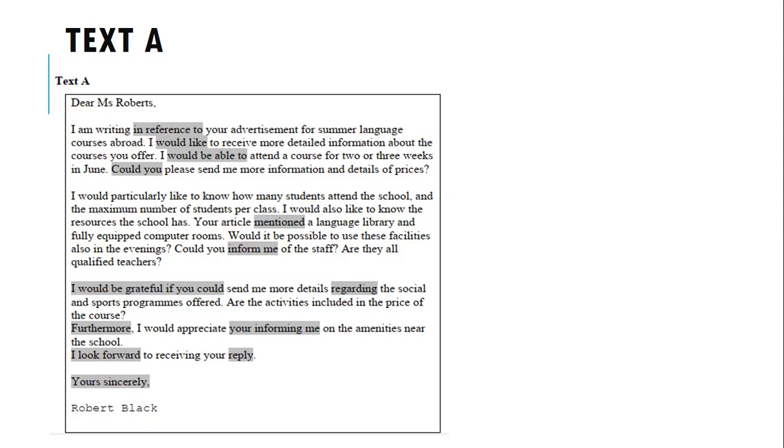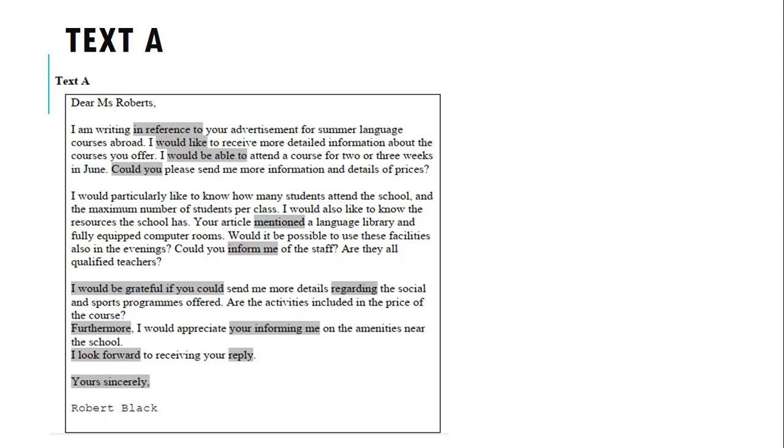I look forward to receiving. Have a look at the sentence structure. I look forward to receiving. Look forward to plus verb-ing, plus gerund. Okay, please keep it in your mind. I look forward to receiving, I look forward to having, I look forward to going through the next step. Yeah, I look forward to receiving your reply.